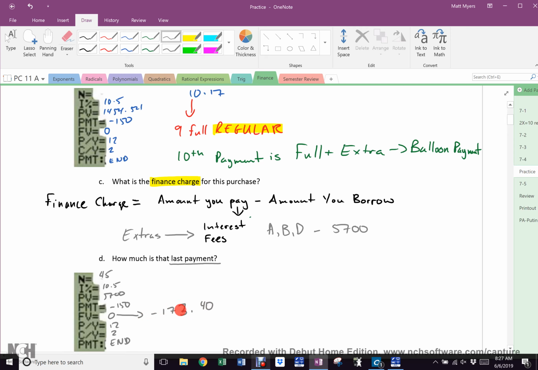This, right? Because that's what he's got to finish off. Slightly bigger. That's why they call it a balloon payment. Everybody cool? So the calculator already does it for you.